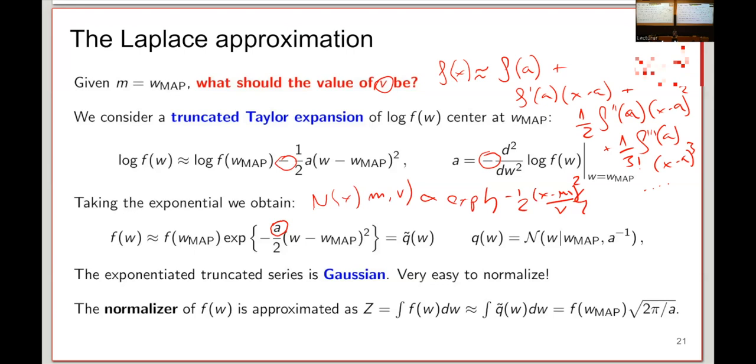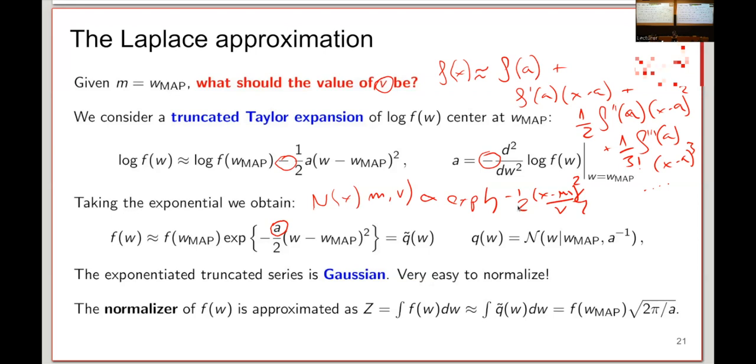And then our approximation q, our Gaussian, is just a Gaussian with mean w map, because we place the mode of our Gaussian at the mode of the target f. And then the variance is now the inverse of the negative second derivative of our target function. So that's good. We now have a Gaussian, and we know the mean and the variance. And once we know that, the normalization constant of a Gaussian is very easy to obtain.